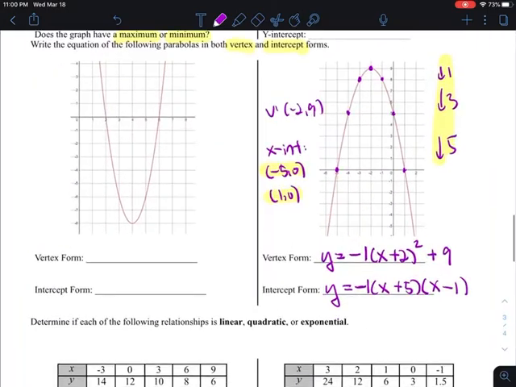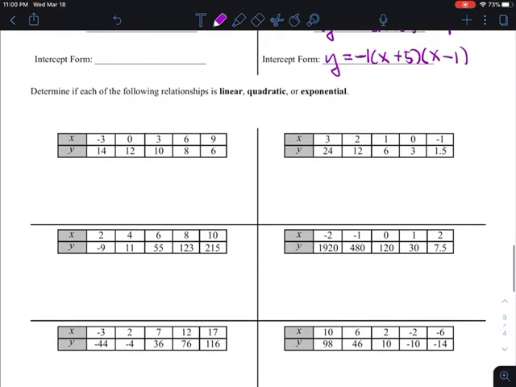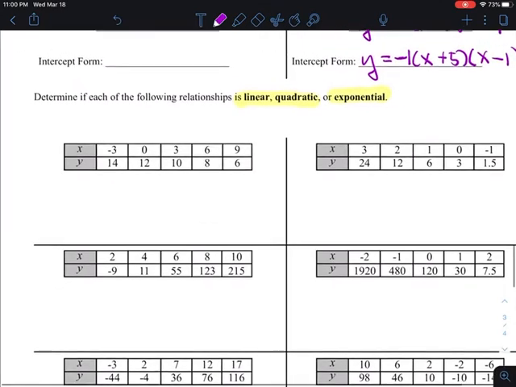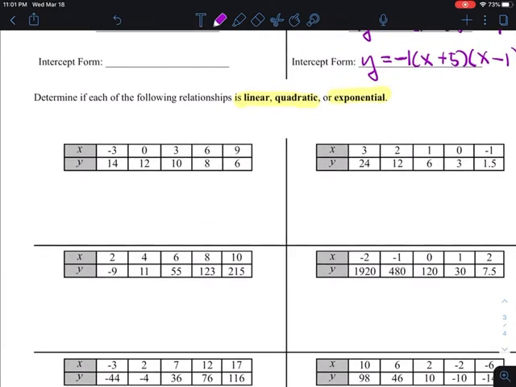All right, and then finally, the last section is asking us if each relationship is linear, quadratic, or exponential. Again, let me talk about how we can tell which one is which. Linear, we did that in semester 1. That's if as x changes by a constant, the first difference in y is constant.